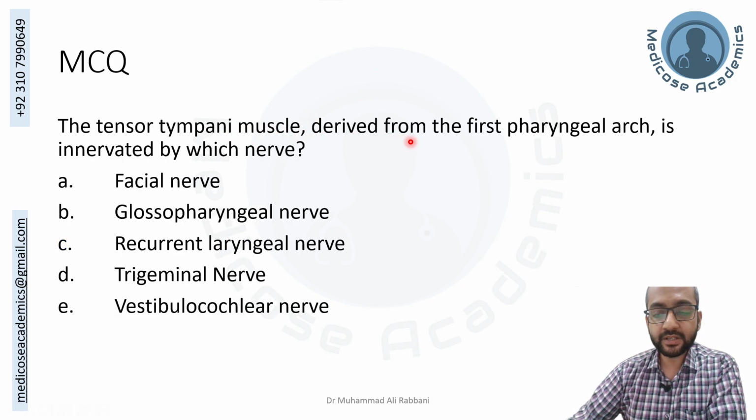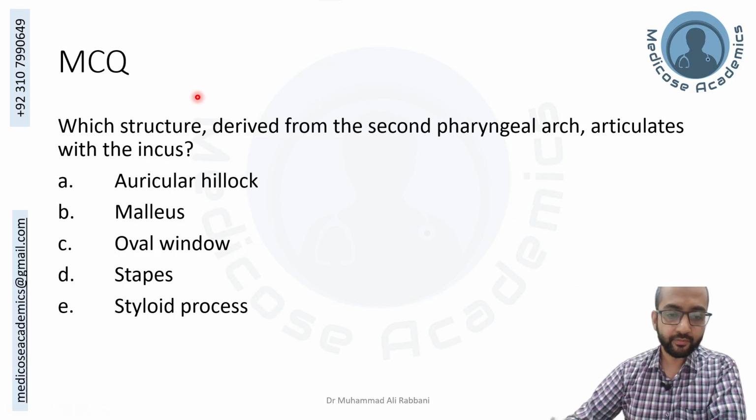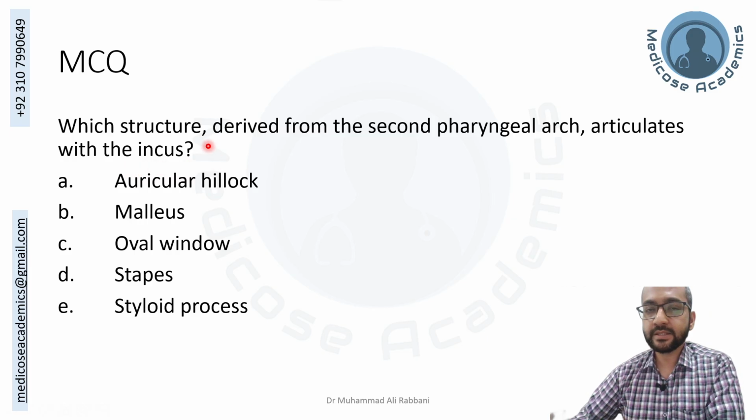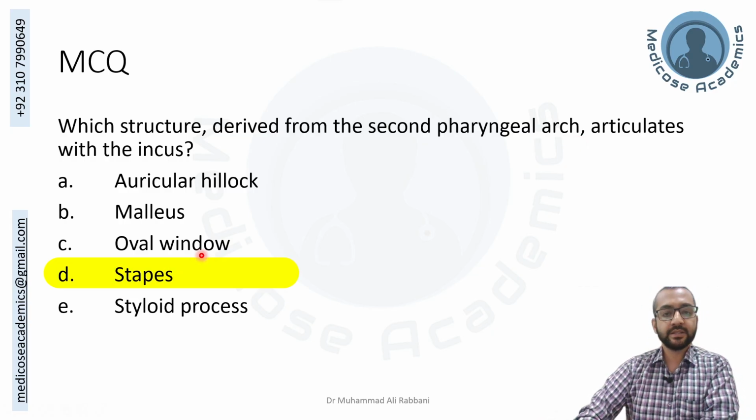The tensor tympani muscle derived from the first pharyngeal arch is innervated by which nerve? It is developed by the first arch, so it will have the nerve of the first arch, that is the trigeminal nerve. Which structure derived from the second pharyngeal arch articulates with the incus? So malleus, incus, stapes. Malleus and incus both can seem like correct answers, but from the second pharyngeal arch, that leaves us with the stapes as the answer.